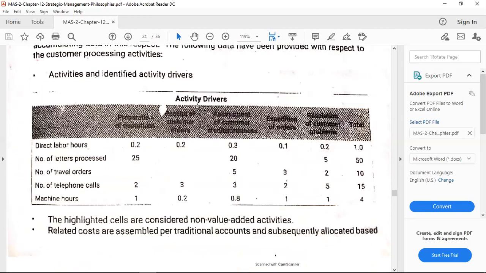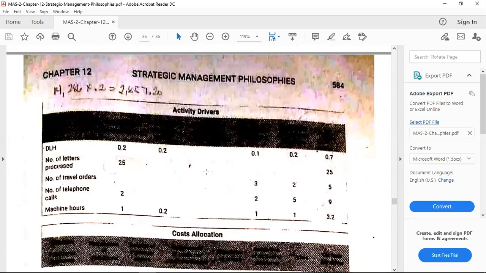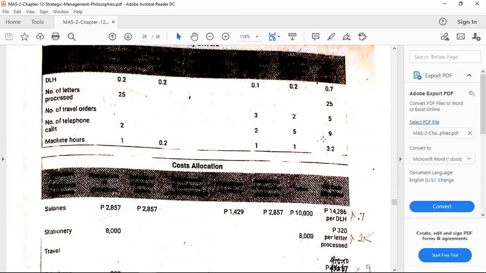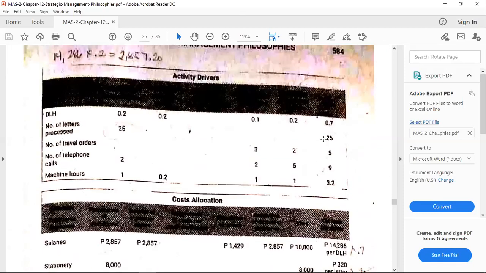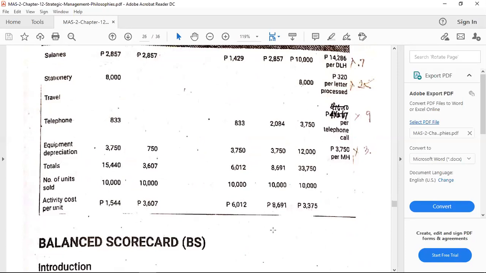And also here are the activities above. Good thing that it's there. So basically, we're just allocating them in accordance with the costs given. And then the non-value added activities are eliminated and we are able to get the total here. And we use that as the basis for our allocation. All right, so that's how we did that. And you can also see here the table.